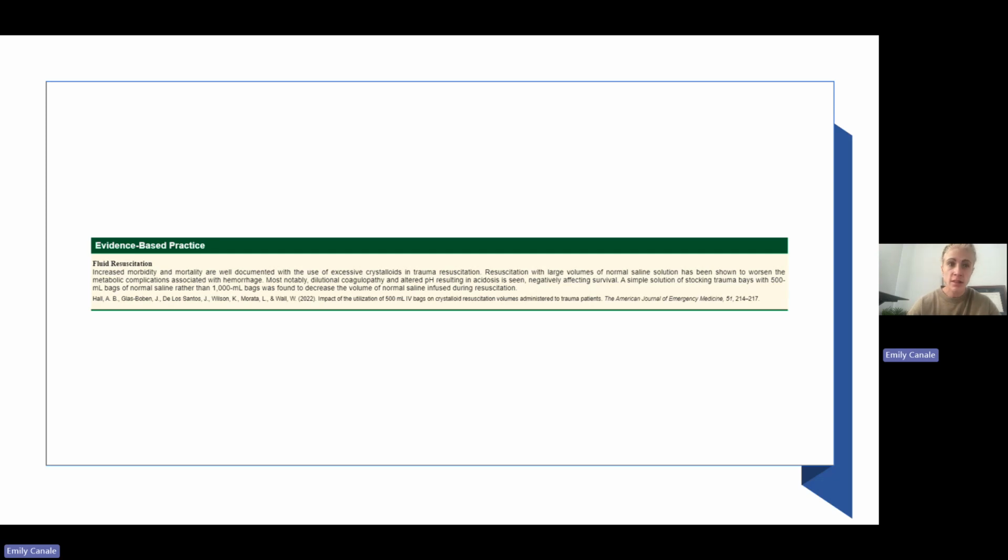So again, the fluid resuscitation, this is evidence-based practice. Increased morbidity and mortality are documented if we give too much crystalloids in trauma resuscitation. Resuscitation with large volumes of normal saline has been shown to worsen the metabolic complications associated with hemorrhage. Most noticeably, coagulopathy and altered pH resulting in acidosis is seen, negatively affecting survival. A simple solution of stocking trauma bays with 500 mLs of normal saline rather than 1,000 mLs was found to decrease the volume of normal saline infused during resuscitation. So again, really be monitoring their response. We can always give too much of something, so we just want to give the right amount.